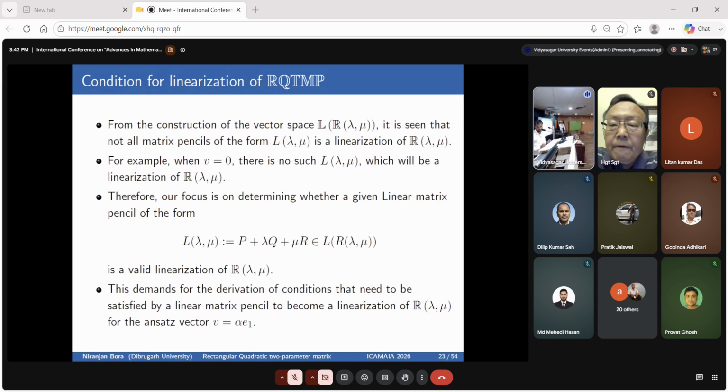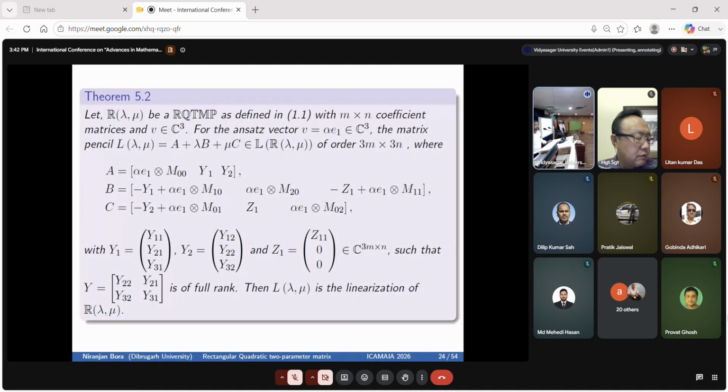That means this demand is derived that you need the matrix pencil to become a linearization. For that we develop a theorem 5.2.